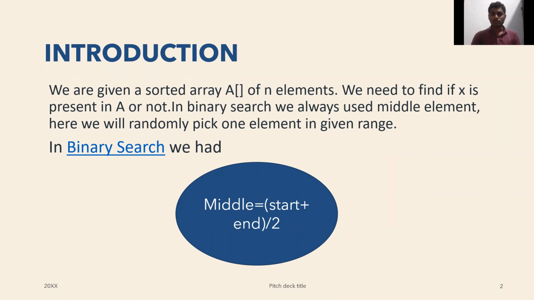But when coming to randomized binary search, we will randomly pick one of the elements in the given range. In binary search, we always use the middle element, and we start searching the left side or the right side. But in randomized binary search, we will be randomly picking one element in the given range. In normal binary search, we use middle is start plus end by 2.